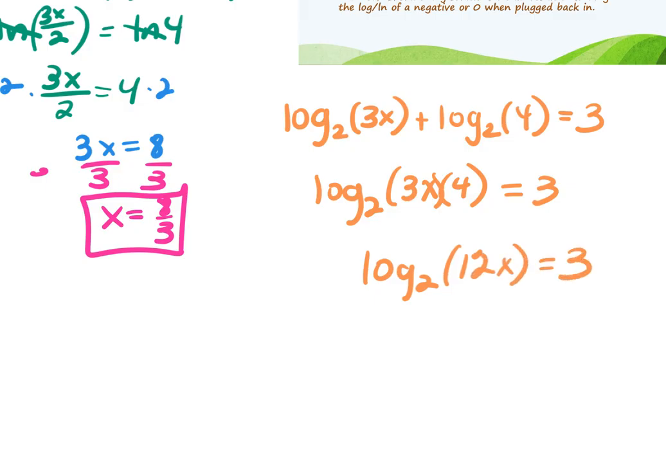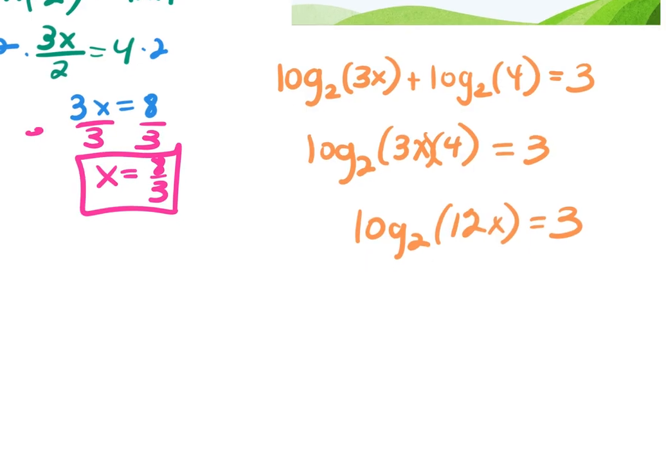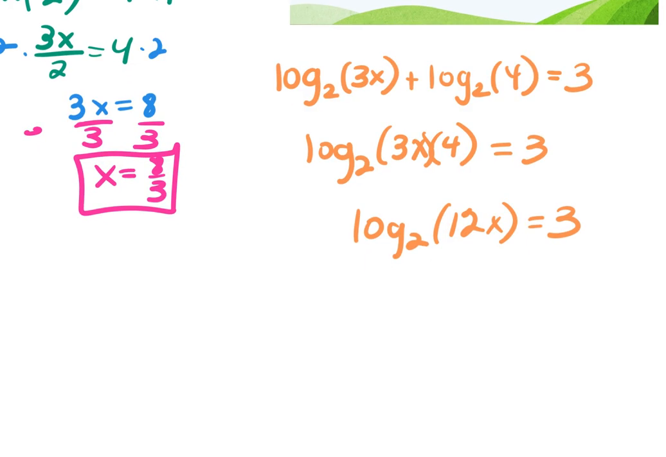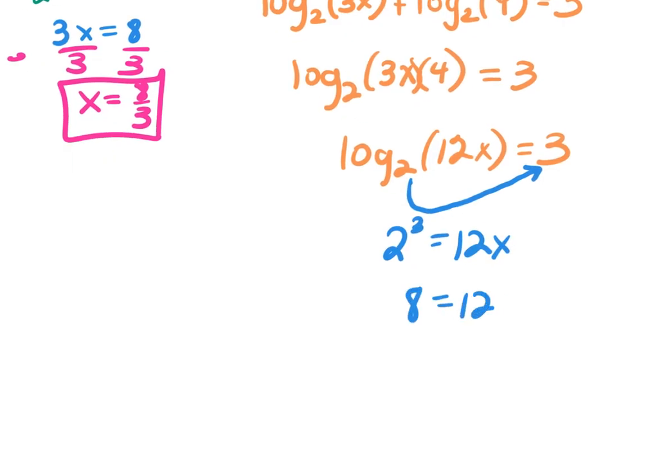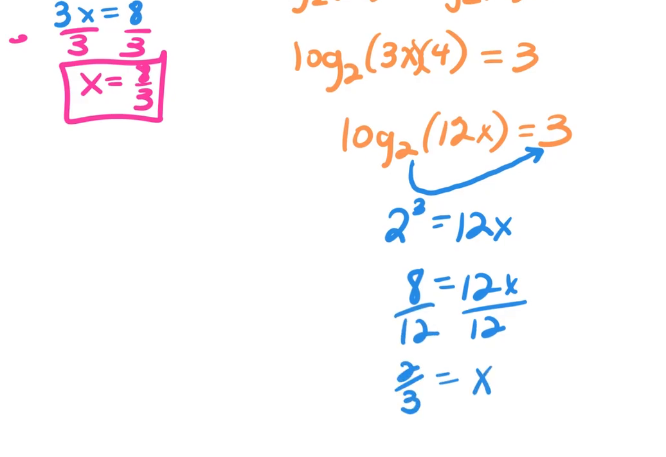And now I've got one log on one side of the equal sign. So what are you going to do? Convert to exponential, right? 2 is going to come over and pick up the 3. 2 to the third would equal 12x. 8 equals 12x. Divide. And x equals 2/3.